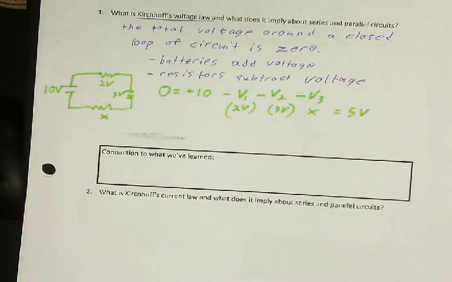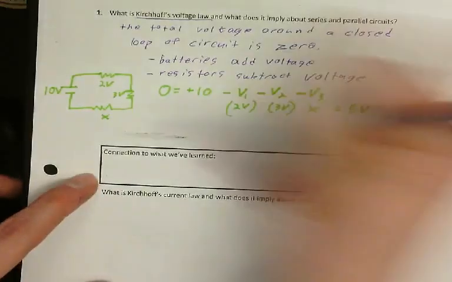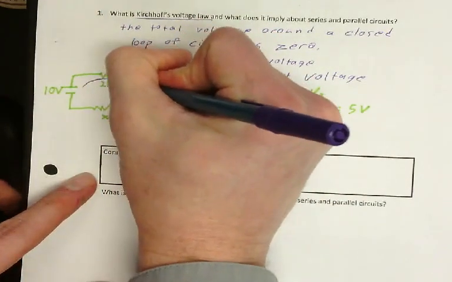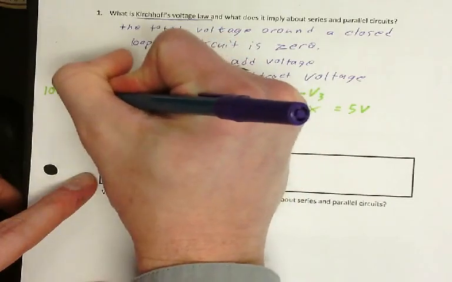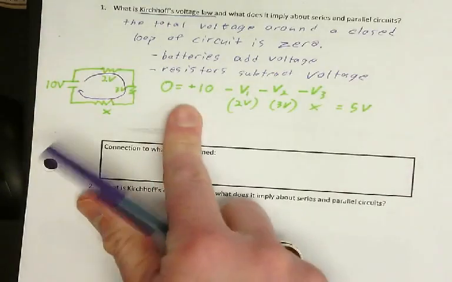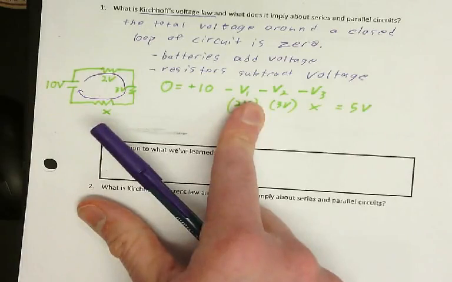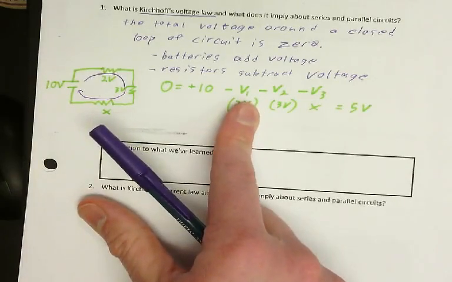It's just saying that if you have a loop of a circuit, so here's the loop, if you go all the way around the loop, the voltage has to add to zero. So you get positive voltage for batteries, you get negative voltage for resistors, and that's it.